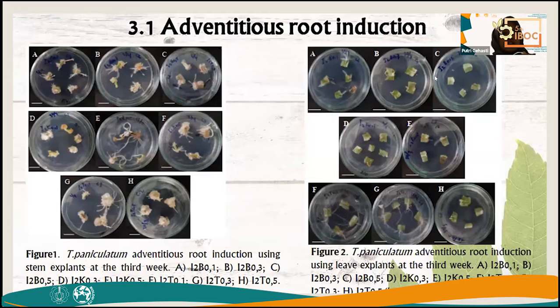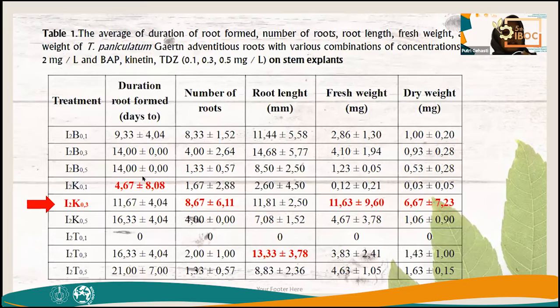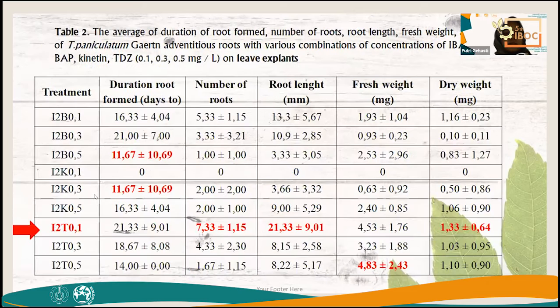The next is result and discussion. This is the figure of Talinum paniculatum adventitious root induction. Figure 1 is using stem explant, and figure 2 is using leaf explant. This is the table of results: the best treatment for producing root biomass of Talinum paniculatum is the treatment with supplement IBA 2 mg per liter combined with kinetin 0.3 mg per liter. Table 1 is from stem explant, and table 2 is from leaf explant. The best treatment producing higher biomass is IBA 2 mg per liter combined with thidiazuron 0.1 mg per liter.